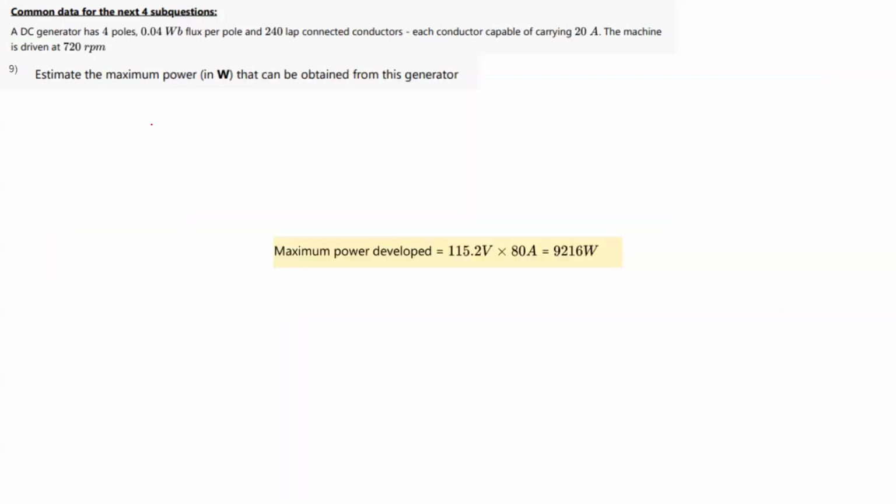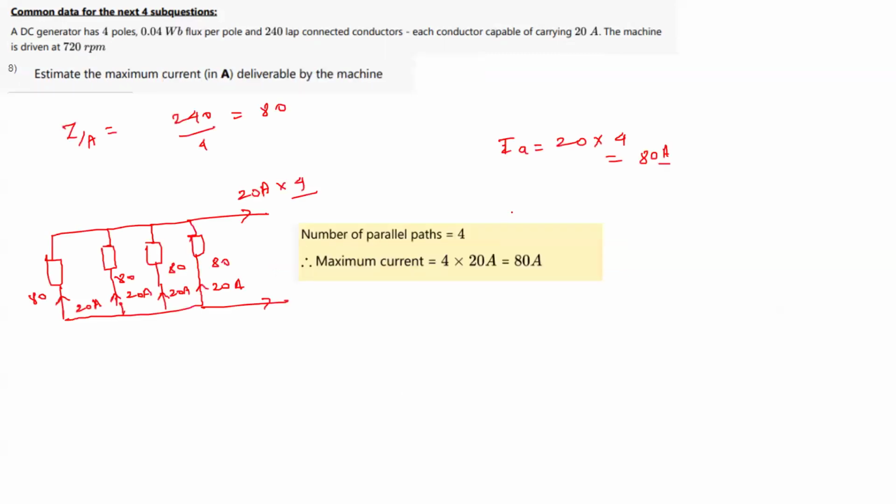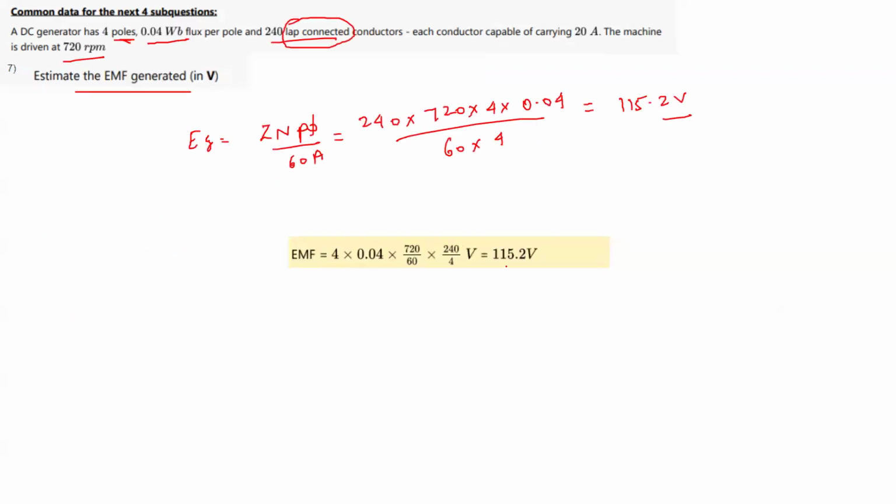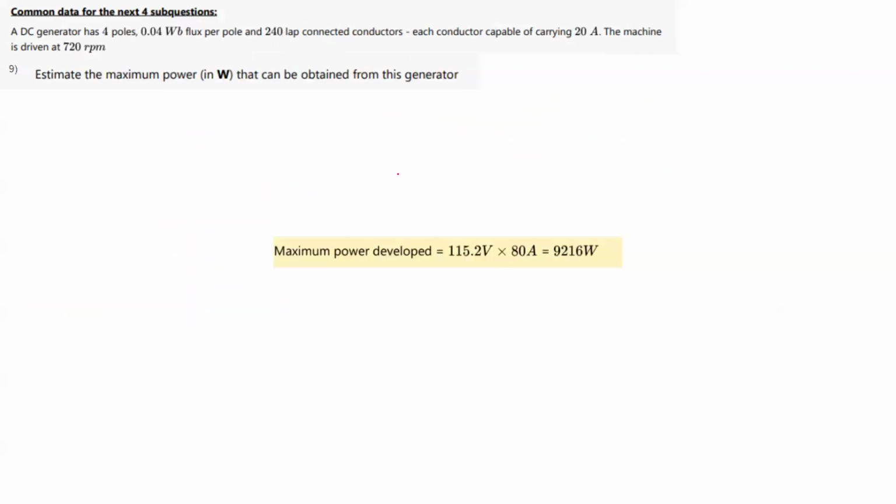Now, what about the maximum power? So maximum power is nothing but the current into EMF. We know the maximum current from the previous question and we know the EMF from the question before that. So we can find the maximum power delivered. P max is nothing but EG into IA max. So EG was 115.2 and IA max was 80. So you can just get the power.